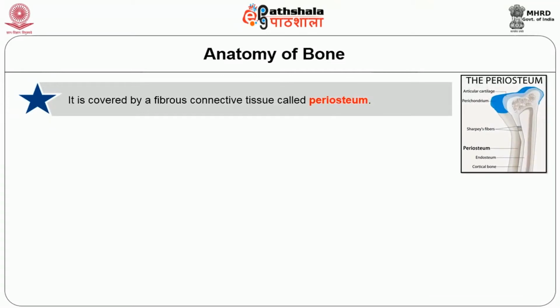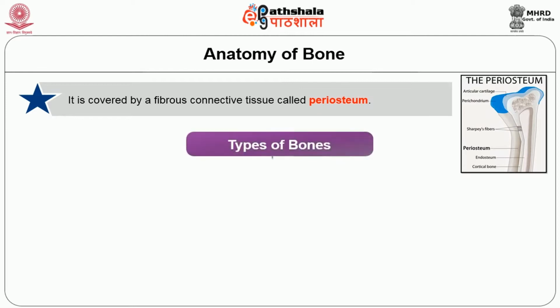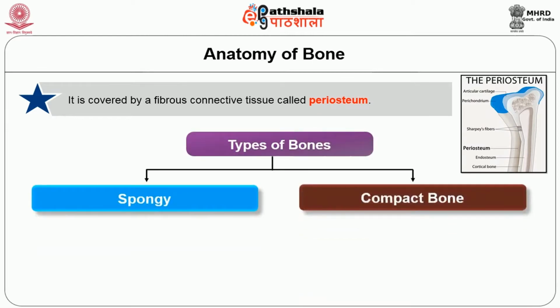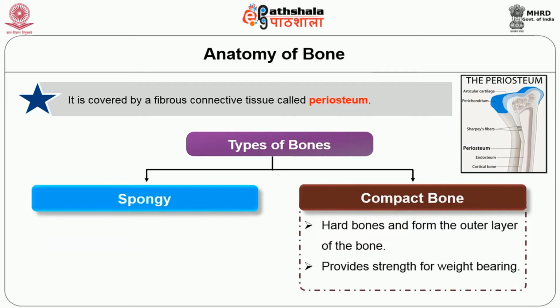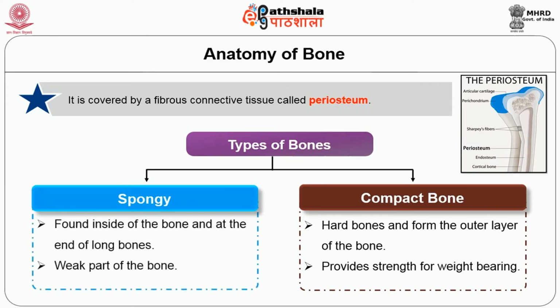Bone is covered by a fibrous connective tissue called periosteum, and there are two types of bones known as spongy and compact bone. The compact bones are the hard bone and form the outer layer of the bone. The compact bone provides strength for weight bearing. The spongy bones are found inside the bone and at the end of long bones. It is the weak part of the bone.